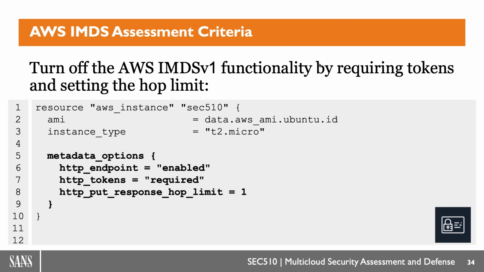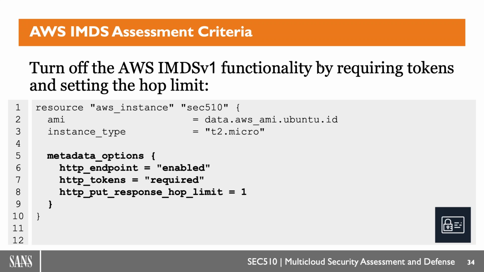Line 6 keeps the endpoint enabled because our application still needs access to the metadata. It still needs credentials. But line 7 requires that we provide that session token that we get by doing the put request that Eric showed earlier. In addition to that, we set the time to live for the request to a single hop. So if this was compromised, it would not actually make it all the way back to the attacker. The IP packet would expire.